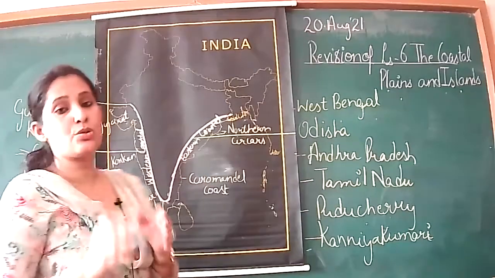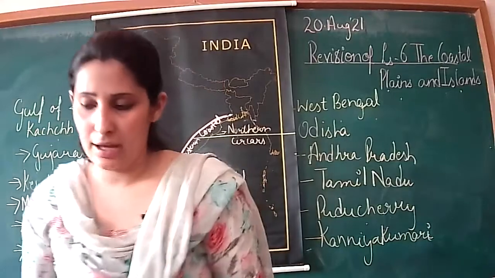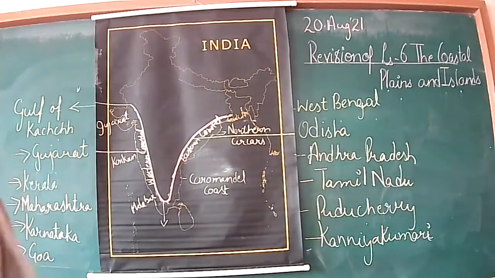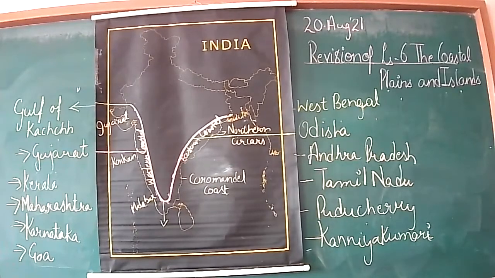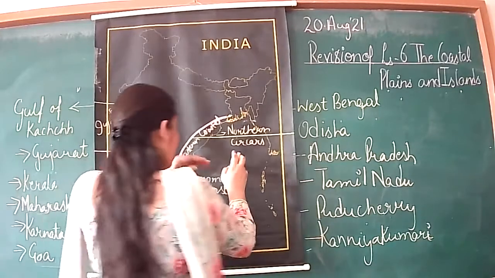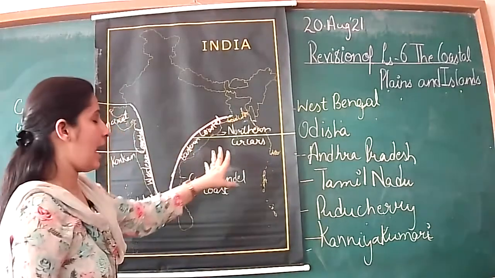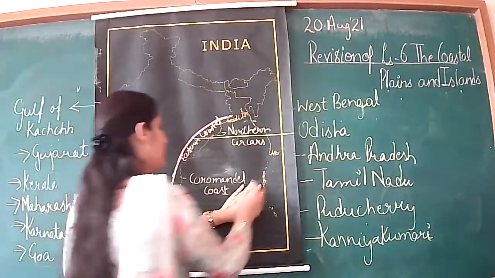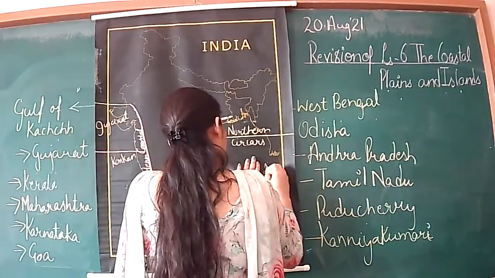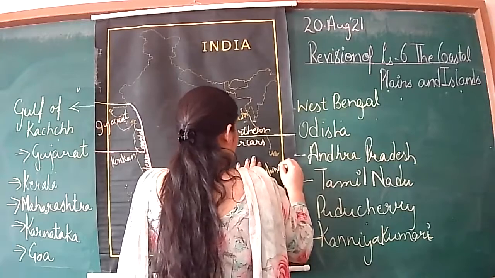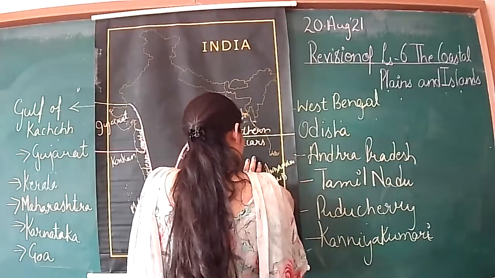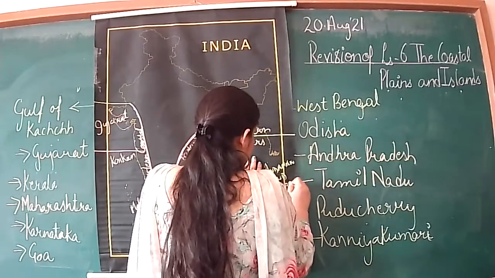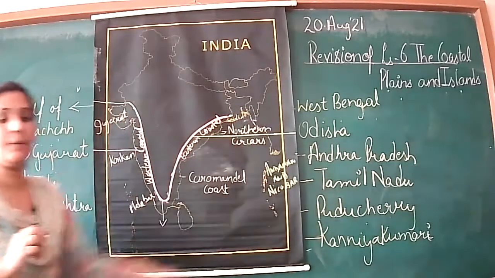Now we also have two groups of islands. One is the Andaman and Nicobar Islands, and the other is the Lakshadweep Islands. Where are the Andaman and Nicobar Islands located? In the Bay of Bengal. So here we have the Andaman and Nicobar Islands, the two groups of islands that we have, in the water body Bay of Bengal.